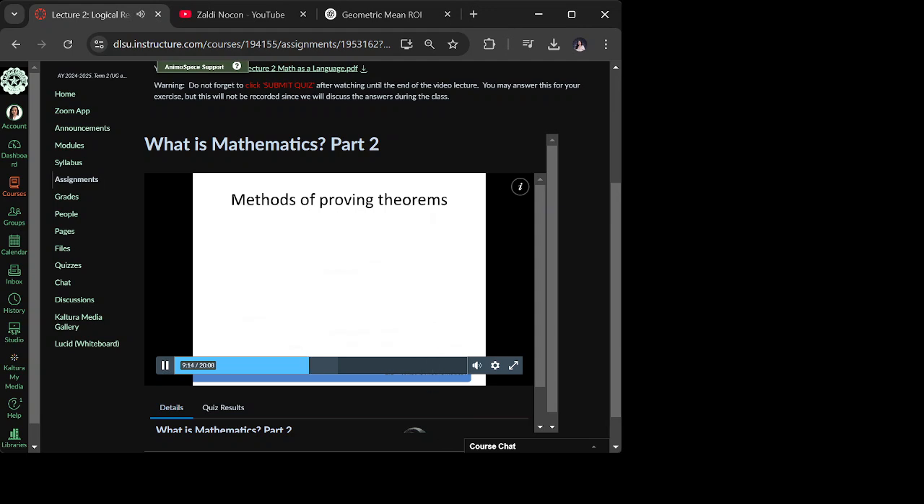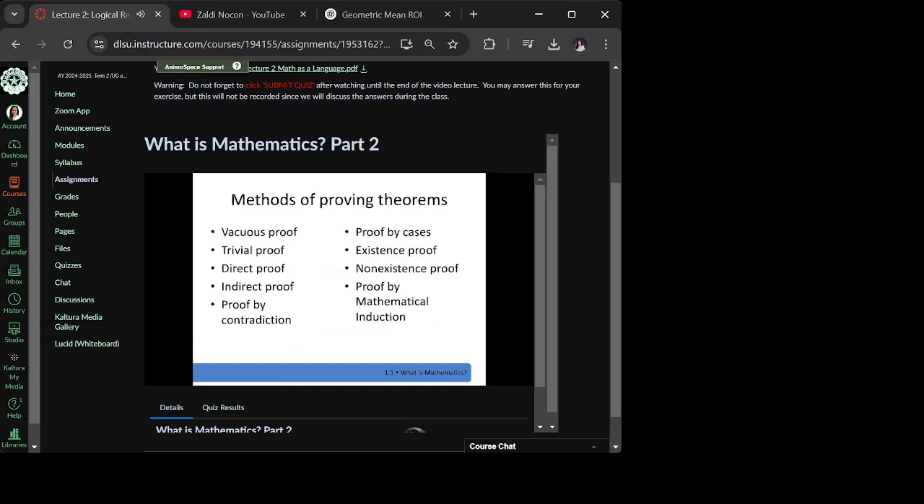Let us end this second part by discussing some methods of proving theorems. There are several methods, but we will limit our discussion to the first four: vacuous proof, trivial proof, direct proof, and indirect proof. All these four methods can be used to prove implications or if-then statements. How?